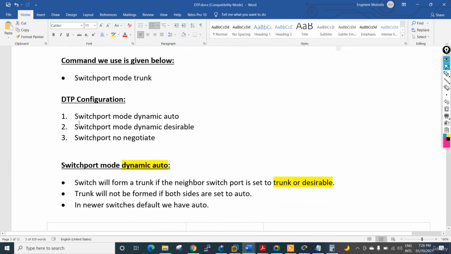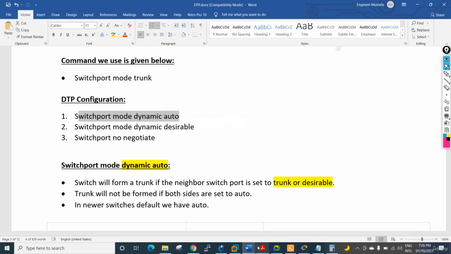Okay, and then we have the different modes for the DTP. We have switchport mode dynamic auto, we have dynamic desirable, and we have no negotiation. So these are the three configurations, three modes we have. When we connect the two switches, we can change the modes. By default, all Cisco switches have dynamic auto.